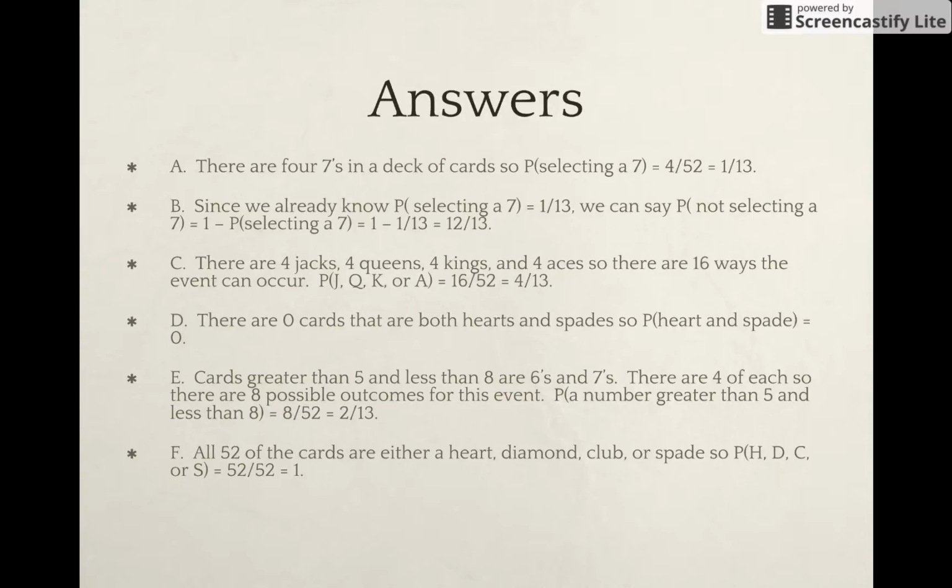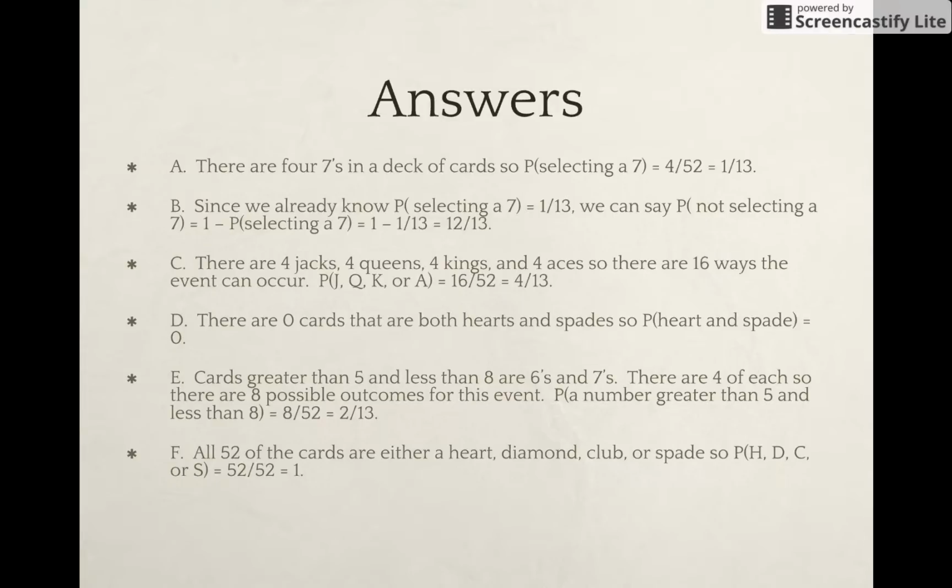In part C, there are 4 jacks, 4 queens, 4 kings, 4 aces when we look at a deck of cards. So there are 16 ways that the event can occur. And so that probability of selecting one of those is 16 out of 52, or 4/13. Part D, there are 0 cards that are both hearts and spades. So the probability of drawing a heart and a spade on a single draw is 0.